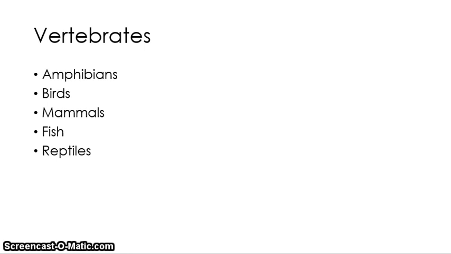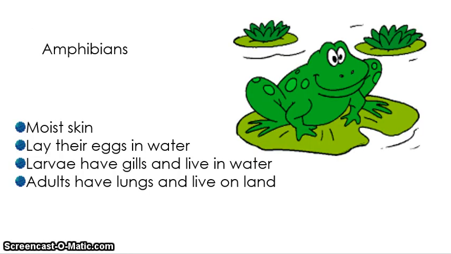Now the vertebrates themselves can be split up into 5 different groups, and these 5 groups are amphibians, birds, mammals, fish, and reptiles, and each of these 5 groups have got different characteristics that you need to know. So let's go to our first group, which is amphibians.